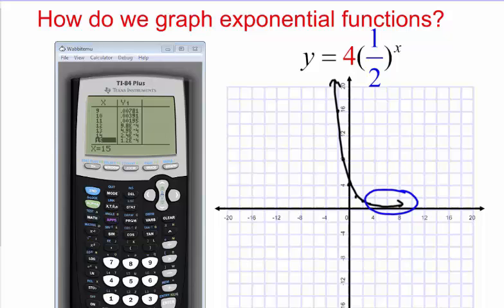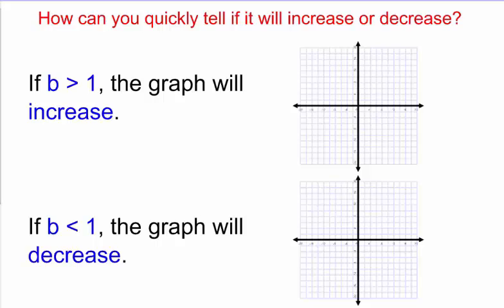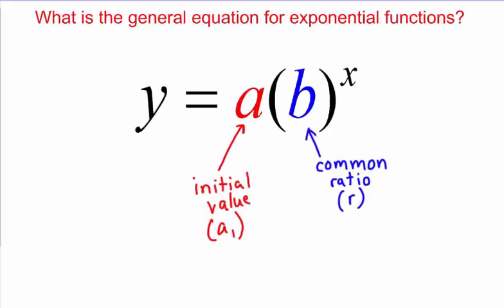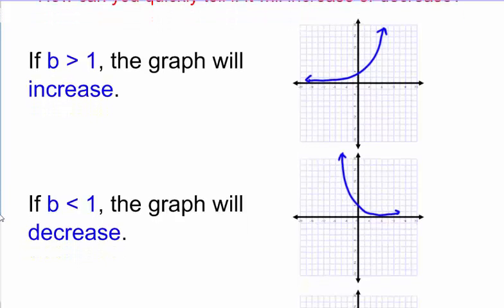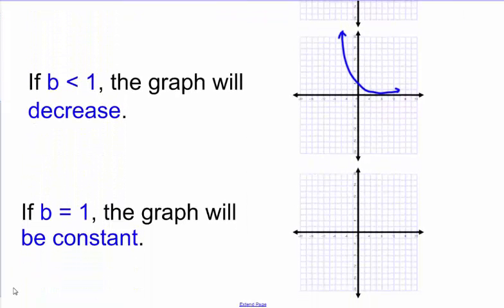So when it comes to exponential growth and decay, if the B value, the number that's being multiplied, that common ratio, is greater than 1, the graph will increase, and it will look something like this. If the B value is less than 1, the graph will be a decrease, and it will look something like this. The only other case that we look at is if B is equal to 1, then that means that your graph will be constant. It will just be a straight line from left to right.